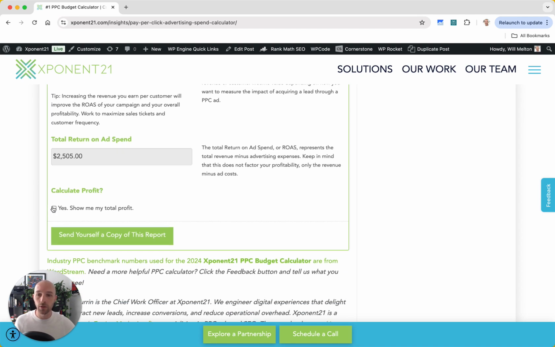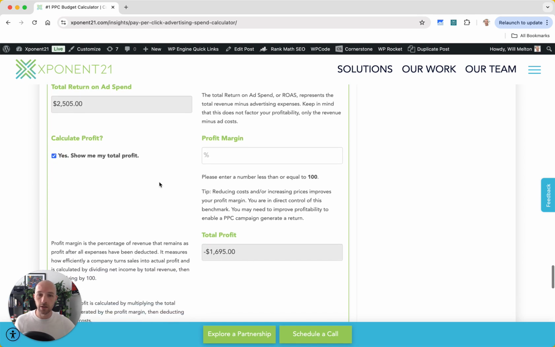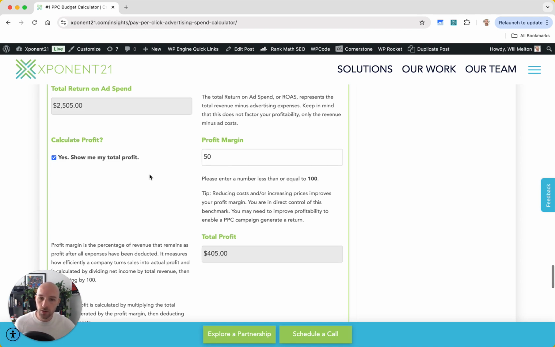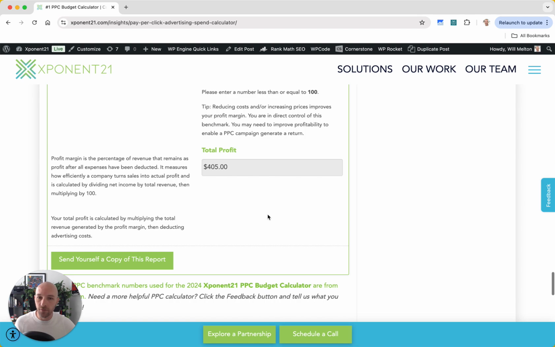Now, if we want to find out what the profit is, we can check this box here, and we can plug in what our profit margin is. So we've got to pay for staff, we've got to keep the lights on, we have insurance costs, there's lots of other things that we need to take into consideration. But just again, for the argument of this particular scenario, I'm going to plug in 50%. So we now have 50% of our total return coming to us at a profit of $405.